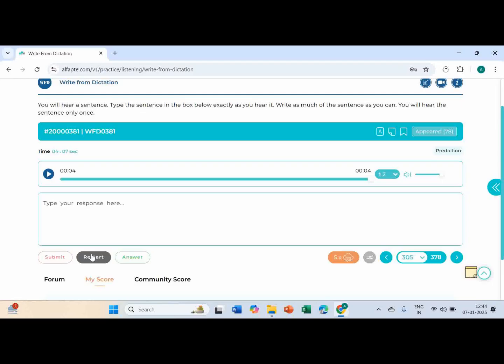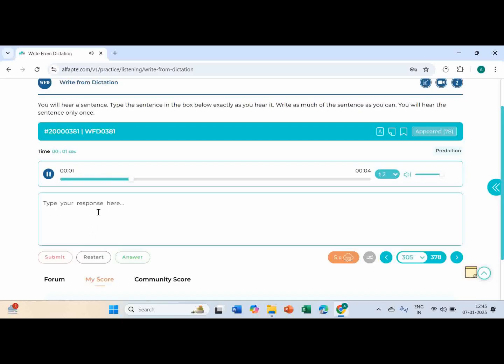So in Write from Dictation, don't change the sequence of words. You can add extra words, but you should always add them at the end of the line. Always start your line with a capital letter and close your line with a full stop, even if a question mark is given in the sentence. So remember these points. I will also share some important tips during this video. So let's start without wasting time. This is the first question.